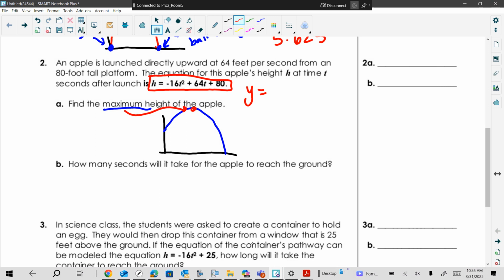Okay, so now the first thing they want us to identify is the max, which is what we're going to put here. We got 144. And this is feet.